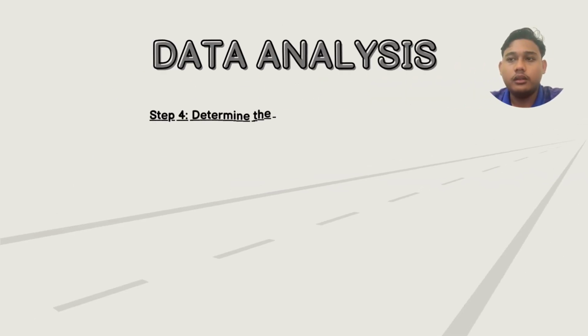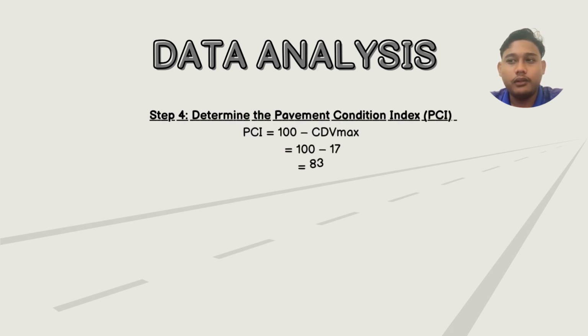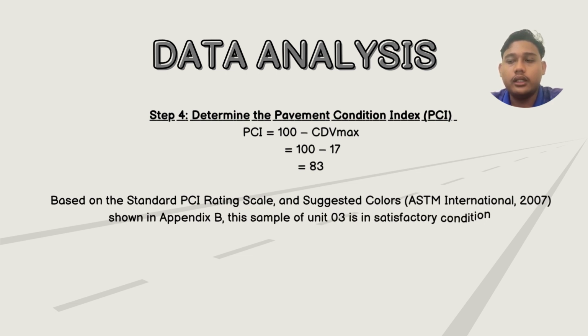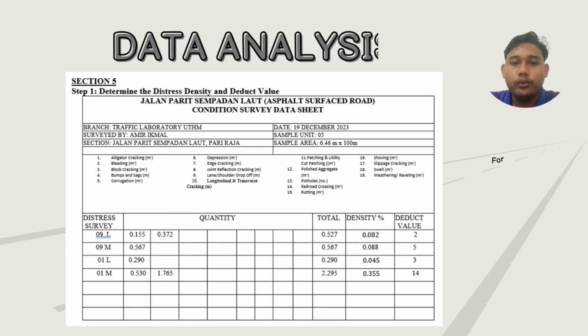So step 4 is determine the pavement condition index. The formula of pavement condition index is 100 minus corrected deduct value maximum. The corrected deduct value maximum is 17. So the final answer for pavement condition index is 83. Based on the standard PCI rating scale and suggested color shown in Appendix B, this sample of unit 3 is in satisfactory condition. So we go to section 5.